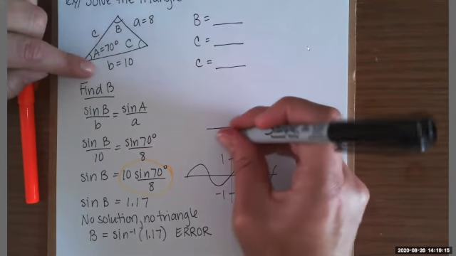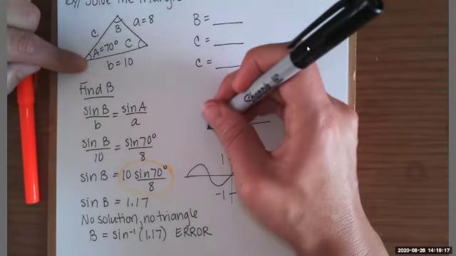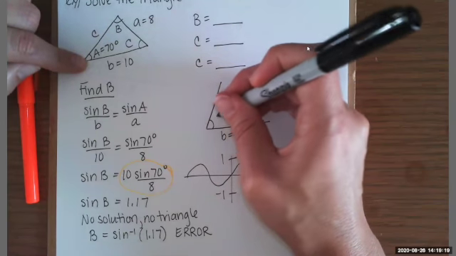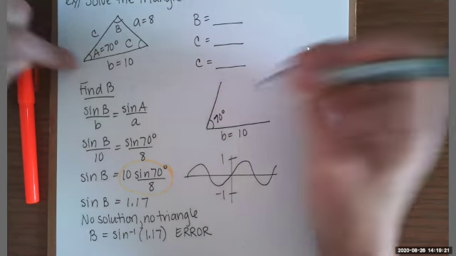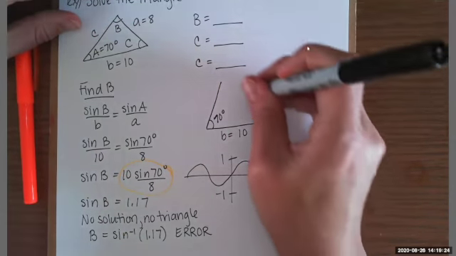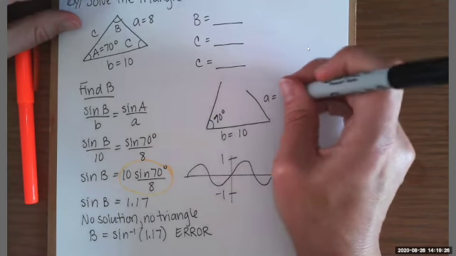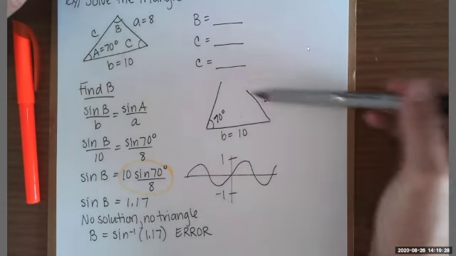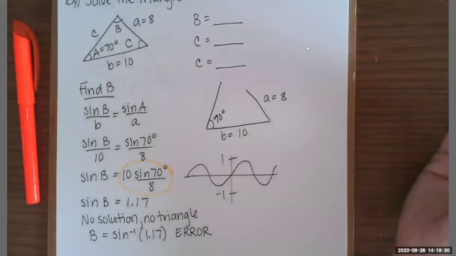So here's our side B that's 10. 70 is going to be way up here. 70. And then A is 8. Maybe it looks like that. And it actually doesn't reach to connect. So this does not form a triangle.